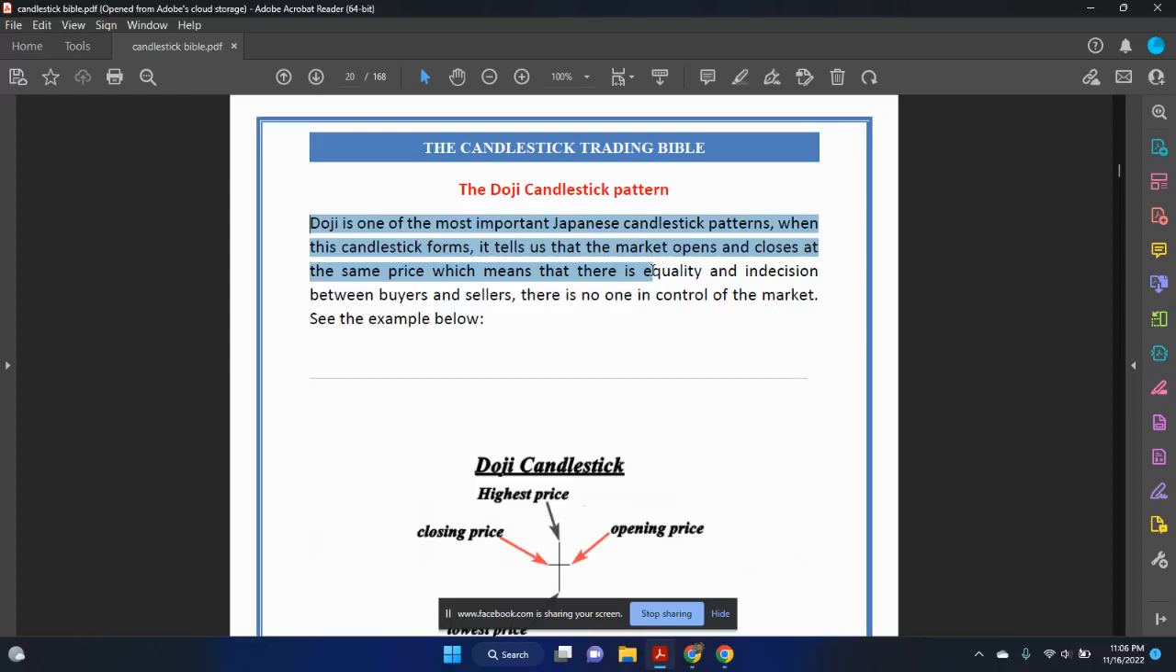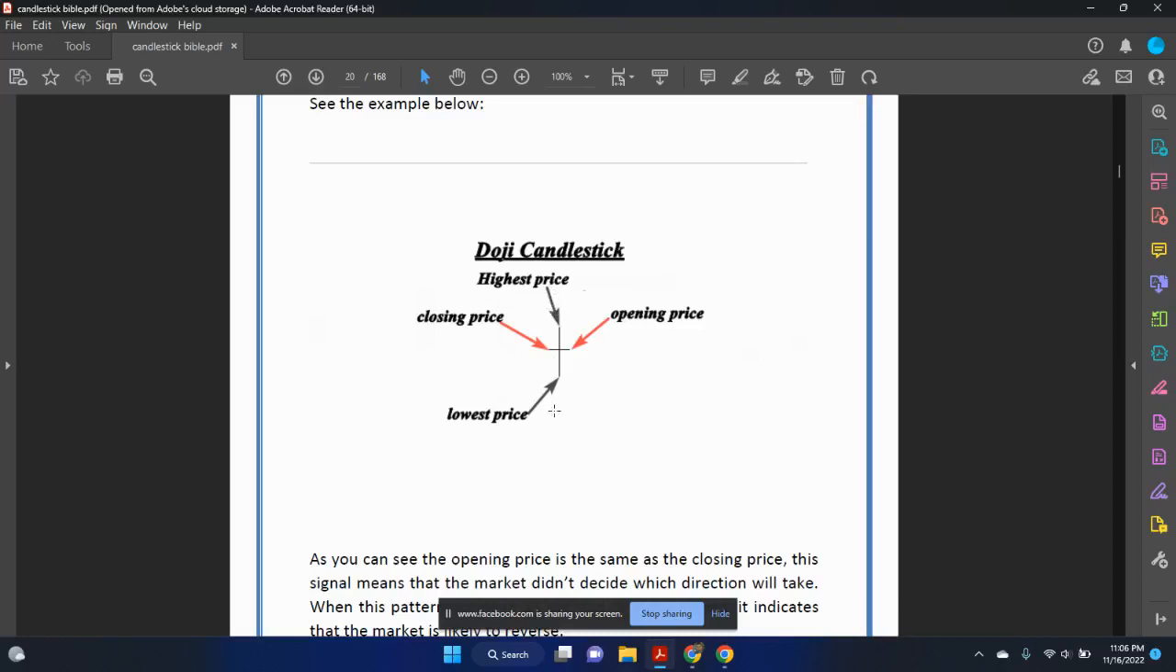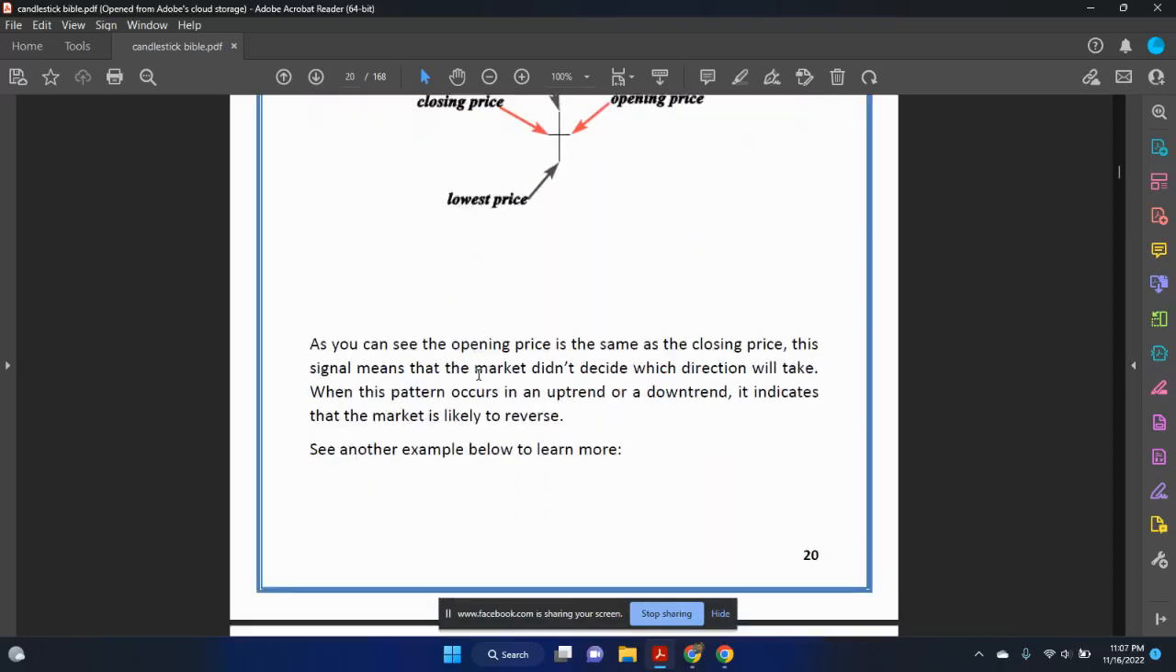There is equality and indecision between buyers and sellers. There is no one in control of the market. And then it has, see the example below. Alright, highest price, lowest price, and they're closing and opening at the same. Looks like a little cross, right? It's indecision. We don't know what the bears are telling us to do. What are the bulls telling us to do? It's an indecision. We don't know.